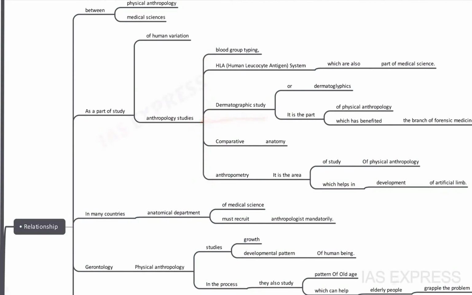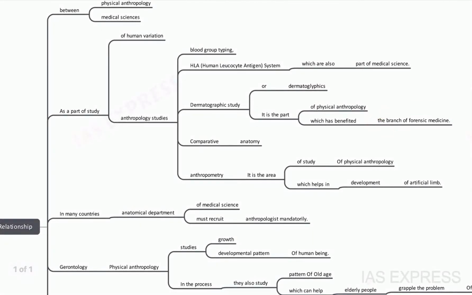So, dermatoglyphic study. Dermatoglyphics is a part of physical anthropology, which is a branch of forensic medicine. Dermatoglyphics also is a portion of your anthropology, which has a huge impact in present crime scene investigation, and is a part of medical anthropology and medical sciences as well.